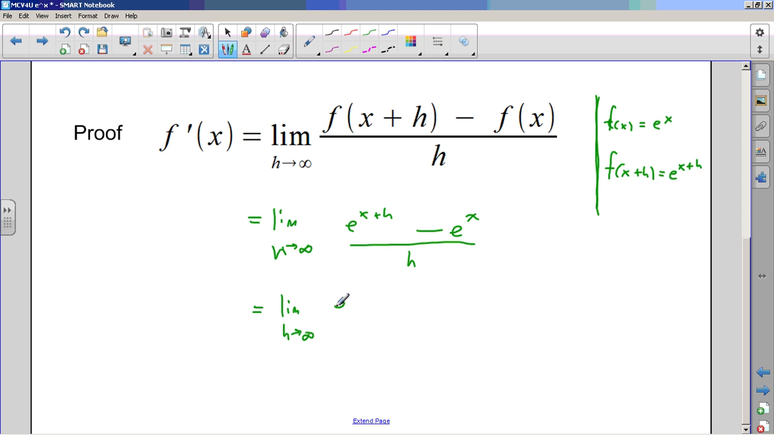You can factor out an e to the x. When I do that, what's left over? Well, certainly I can see that this is going to be minus 1 over here, but what's e to the x plus h when I divide by e to the x? Remember, factoring and dividing go together. Well, I've got two powers of the same base. Subtract the exponents. What's left here? E to the h.